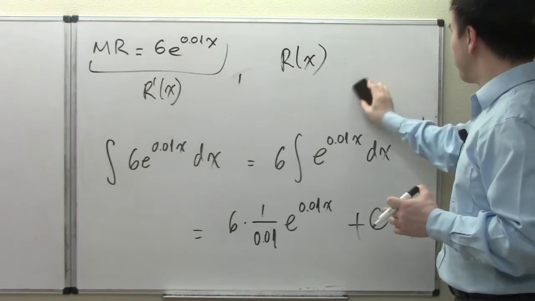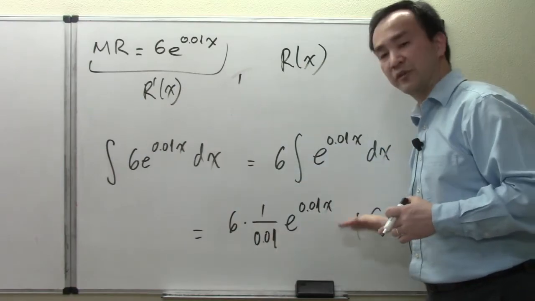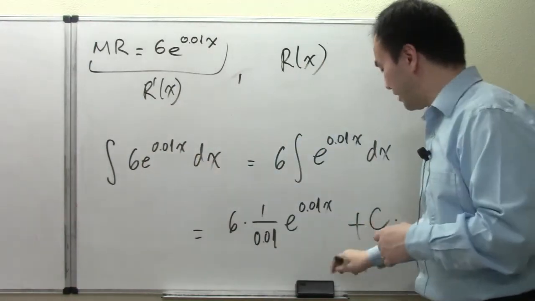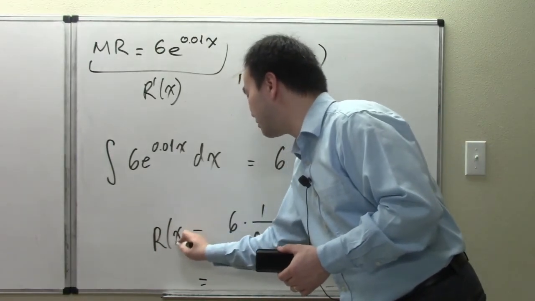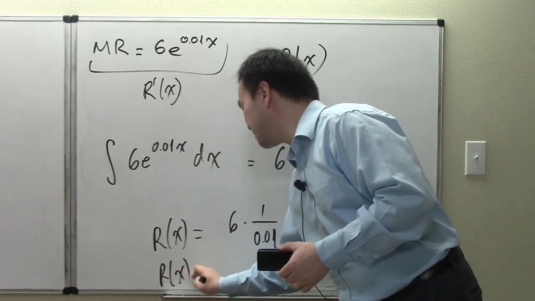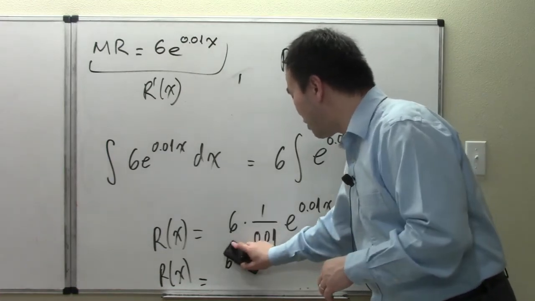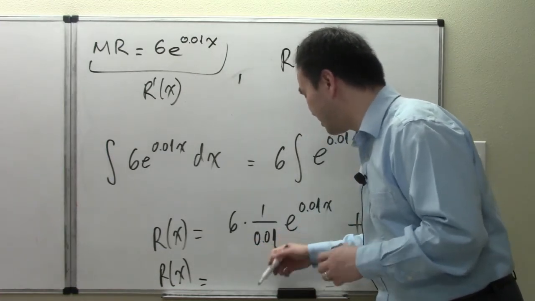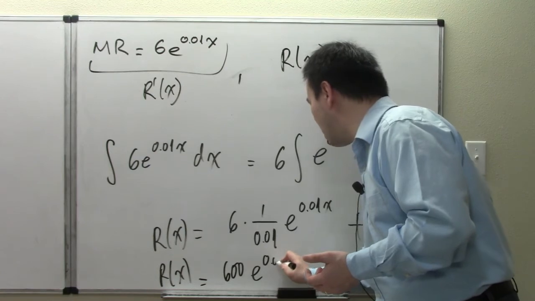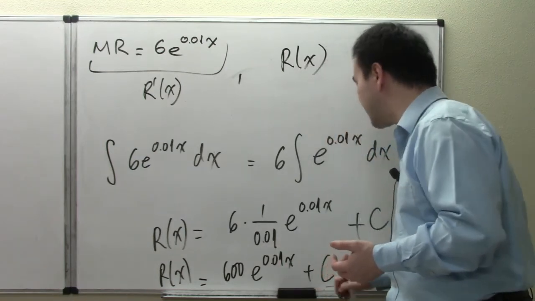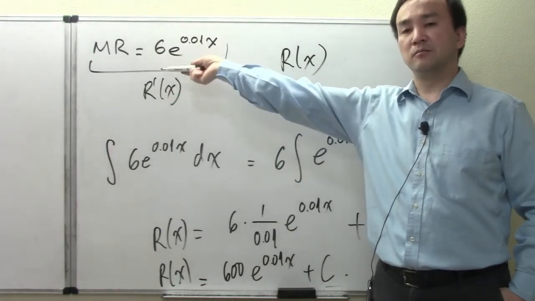So in that way, we have come to a general antiderivative of our function, and we can write that in a nicer form. The general revenue function has been found to be 6 over 0.01, which in actual value is 600. So 600 e to the 0.01x plus c. That's our general antiderivative for our known marginal revenue function.